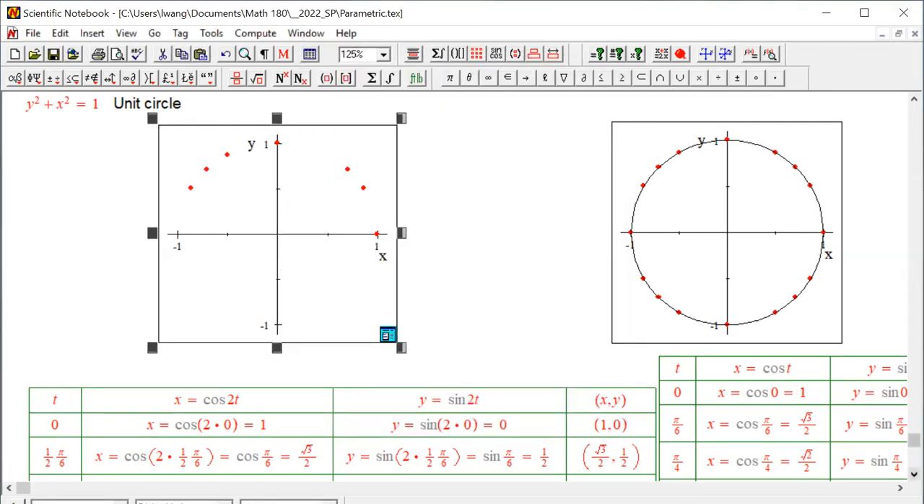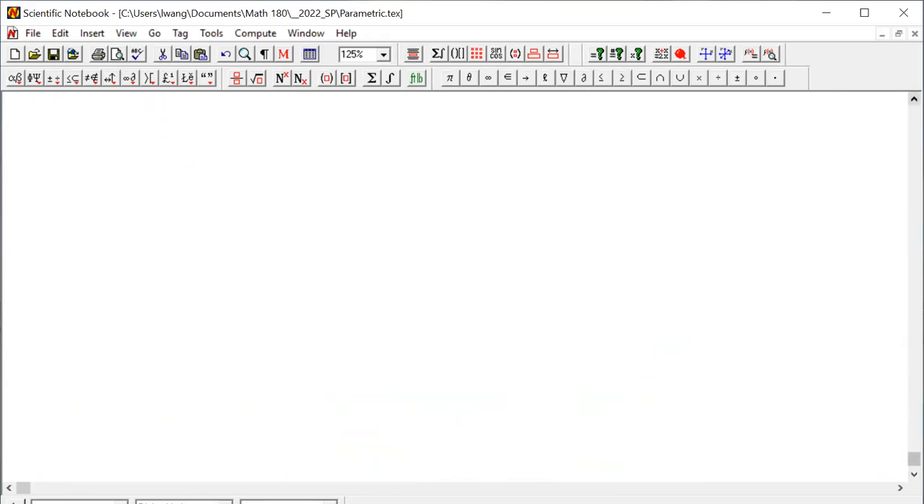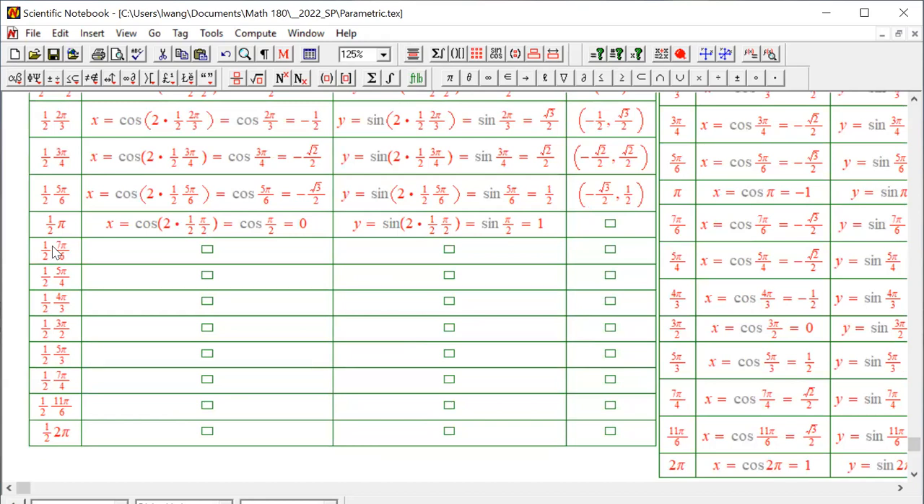All right, and then we get to 7 pi over 6. Wait, half of pi. Okay, so this is half of pi. So here is going to be pi, and this is going to be pi. This is going to be pi, and this is going to be pi. So this is going to be -1, and that's going to be 0. Okay, so -1, 0. So now let's compare.